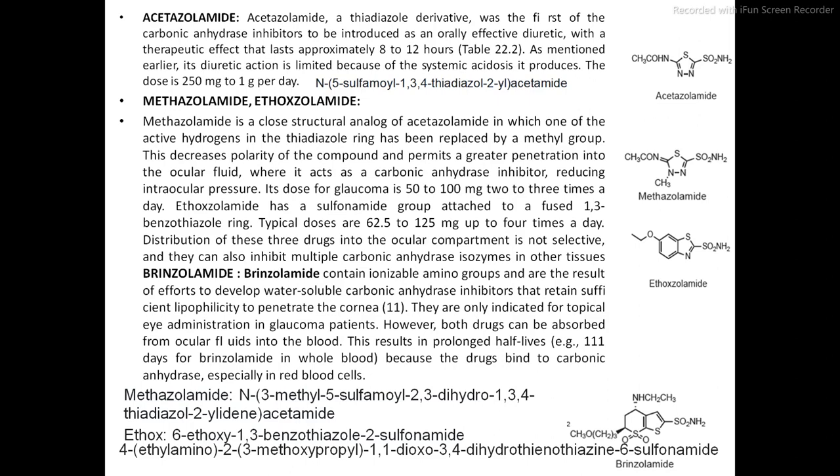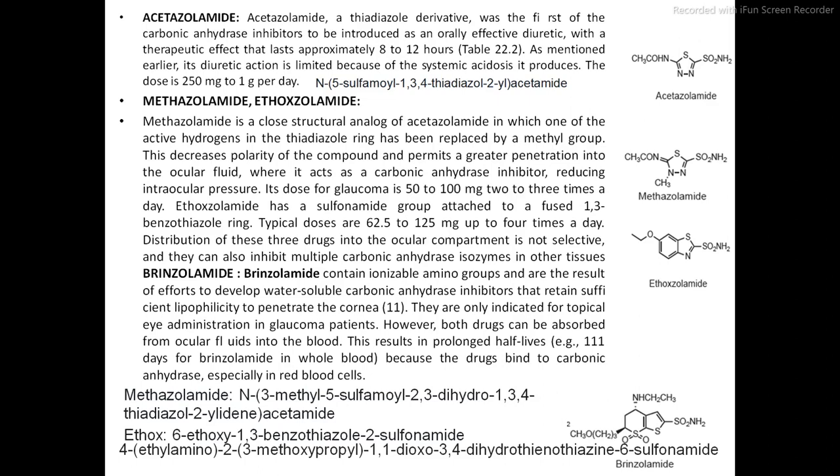As mentioned earlier, its diuretic action is limited because of the systemic acidosis it produces. So what is the acidosis? That is, the blood becomes acidic and the urine becomes alkaline. So when the acidosis occurs, at that time, this diuretic agent does not show proper carbonic anhydrase inhibitory activity.